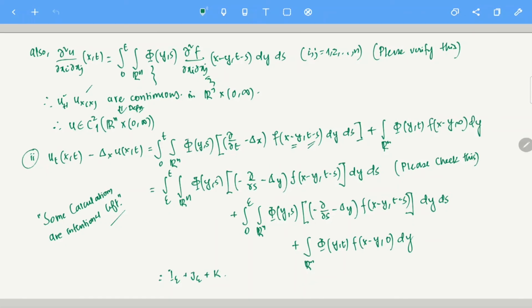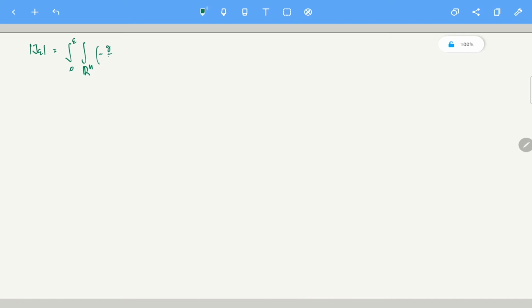Okay, so mod j epsilon, this is the integral from 0 to epsilon over Rn. What do we have? It is minus del s minus delta y of f of x minus y, t minus s, phi of y, s, dy ds. Okay, so let's just take the modulus of that.